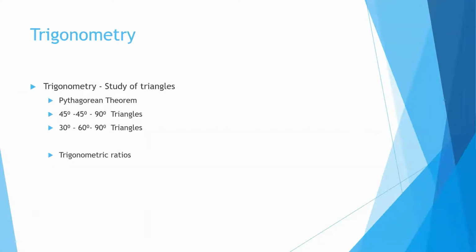Okay, so trigonometry is the study of triangles. We've already been studying some triangles already. We've done Pythagoras theorem. We've had 45, 45, 90 triangles, and we've also had 30, 60, 90 triangles. These are special triangles, and they have rules associated with them. Sometimes we can't use these special triangle rules, and so then that's when we use trigonometric ratios.